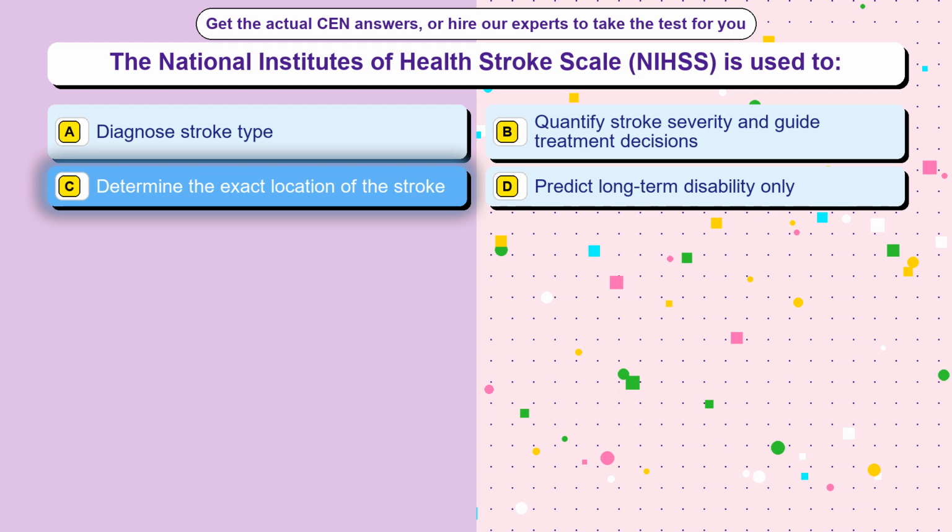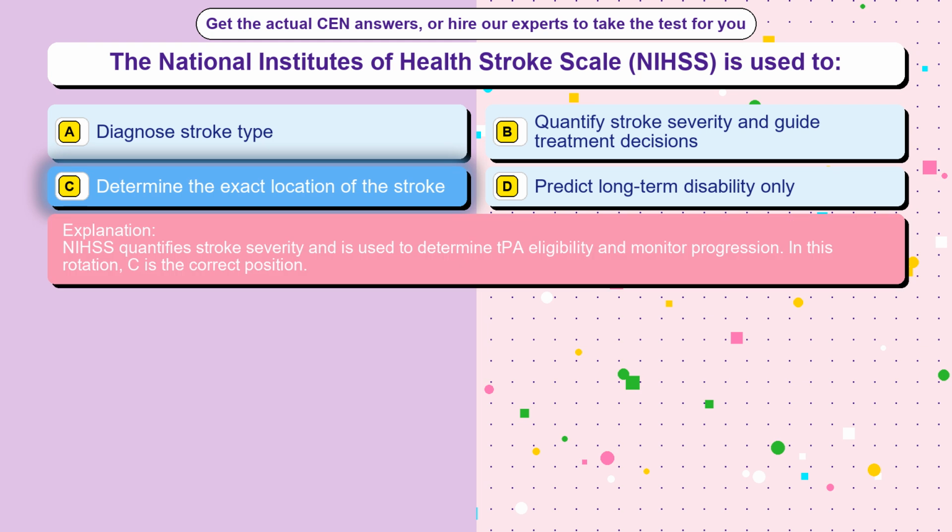The correct answer is option C, determine the exact location of the stroke. NIHSS quantifies stroke severity and is used to determine TPA eligibility and monitor progression. In this rotation, C is the correct position.